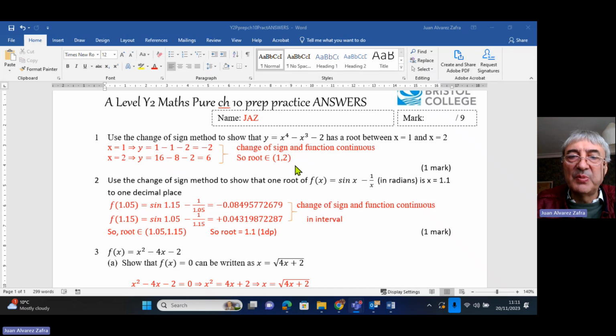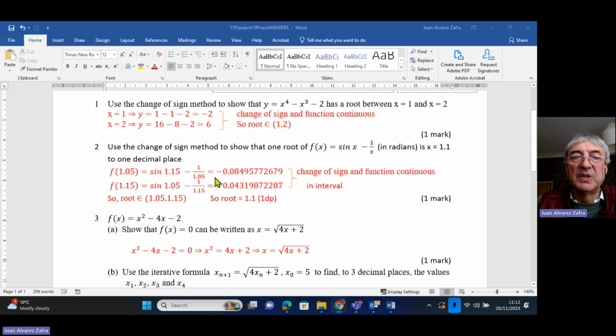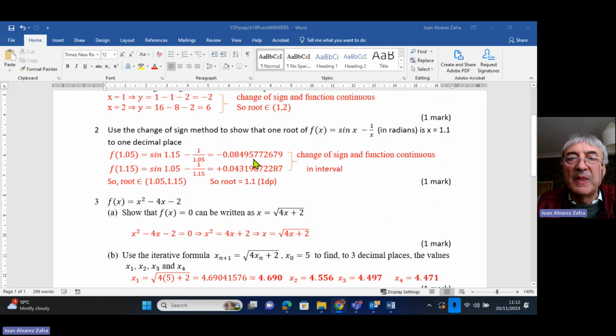Question 2 is similar in that it asks us to use the change of sign method to show that there's a root for f of x equals sin of x minus 1 over x, with x in radians. And it asks us to show the root is 1.1 to 1 decimal place. So how do we do that? We do that by, again, using the change of sign method. And so we substitute two values into this function.